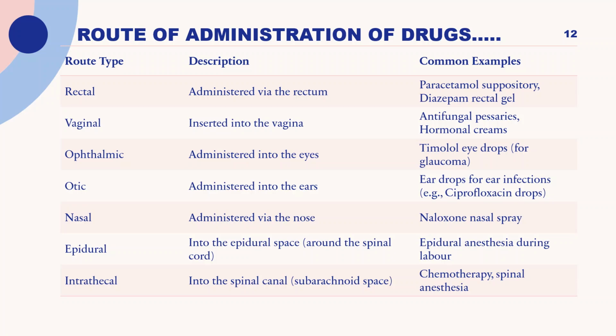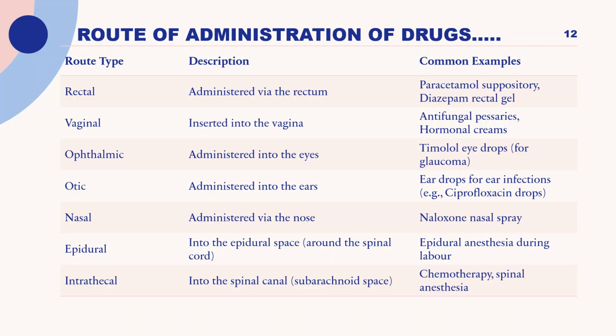Next route is rectal, administered via the rectum. This is also important, and as nurses we need to remember to use lubricants when administering through this route because it can be painful for the patient. Common examples are paracetamol suppositories, diazepam rectal gel, and any type of laxative or enema. Next, vaginal, inserted into the vagina. Common examples are antifungal preparations and hormonal creams.